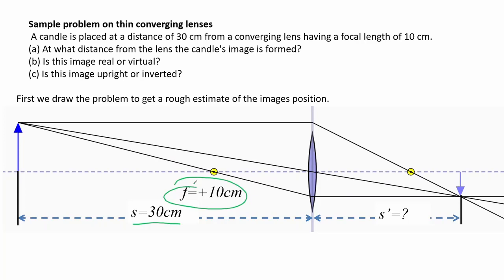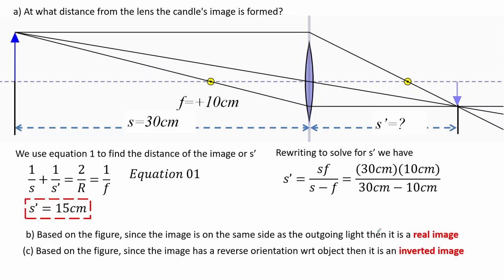First we draw the problem and here we represent the candle as an arrow in an upright position. We added the arrows to roughly determine the position and orientation of the image. For letter A, the distance of the image is determined by using equation 1. We rewrite this to solve for s' and get that it is positive 15 centimeters. We see that it has a positive value which indicates that it is on the same side as the outgoing light, and this agrees with our graphical representation of the problem.